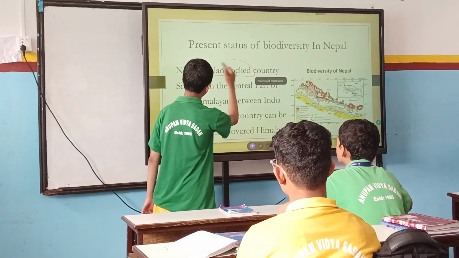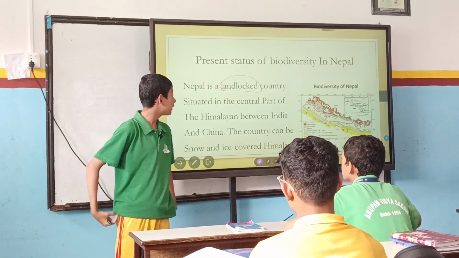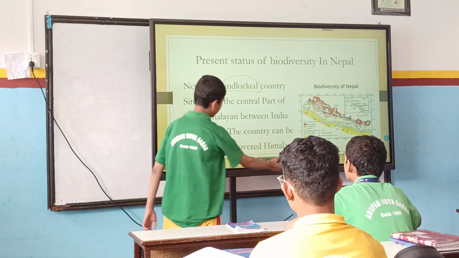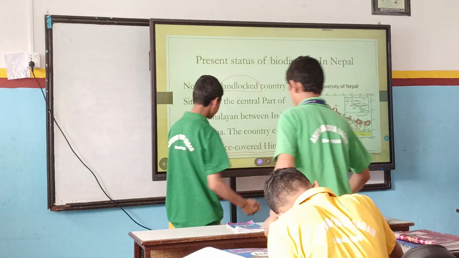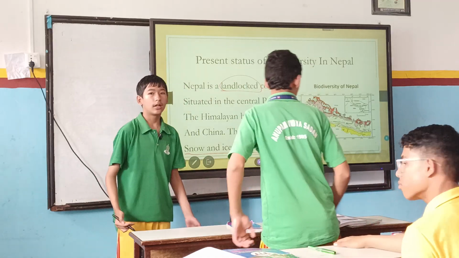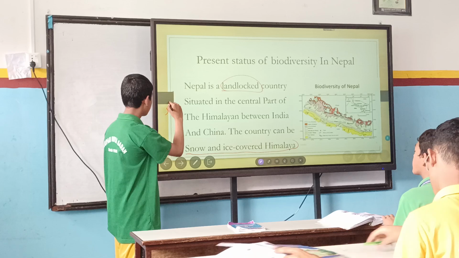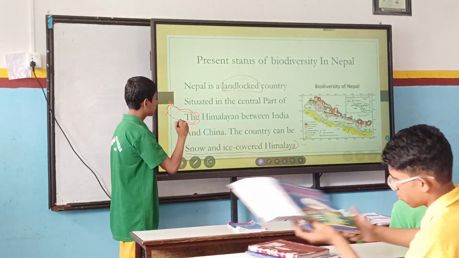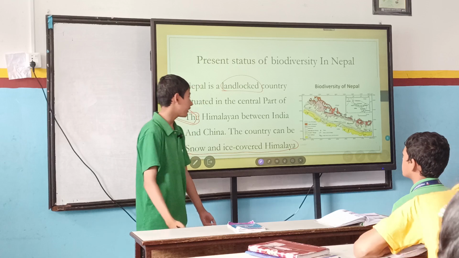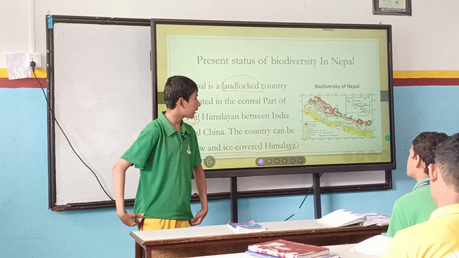The country which has no ocean in it, as it is surrounded by the biggest countries like India and China. The country can be snow and ice covered Himalayas. It means to say that our Nepal is surrounded with the tallest Himalayan peaks in the world. So Nepal is a landlocked country as it doesn't have any ocean in it.